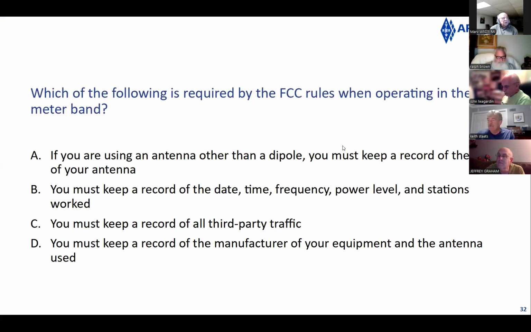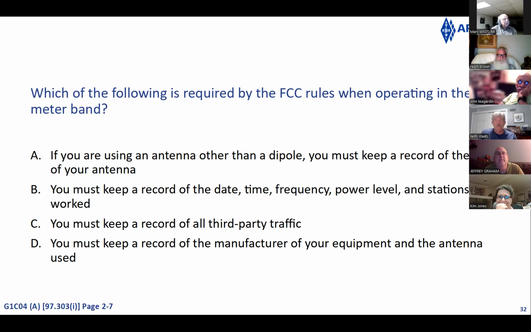Which of the following is required by the FCC rules when operating in 60-meter band? A. If you are using an antenna other than a dipole, you must keep a record of the gain of the antenna. B. You must keep a record of the date, time, frequency, power level and stations worked. C. You must keep a record of all third-party traffic. D. You must keep a record of the manufacturer of your equipment and the antenna used. Yep, A. If you're using an antenna other than a dipole, you must keep a record of the gain of your antenna.